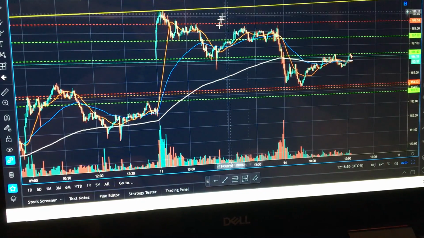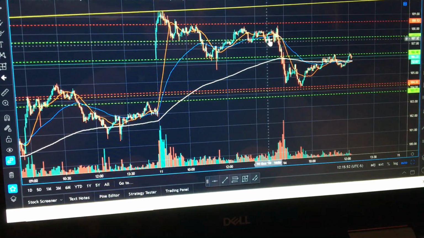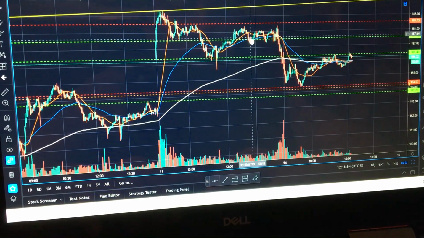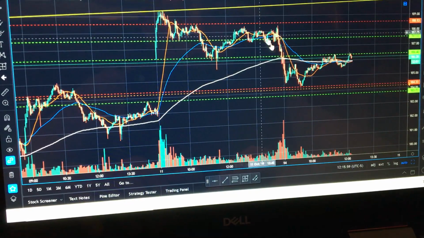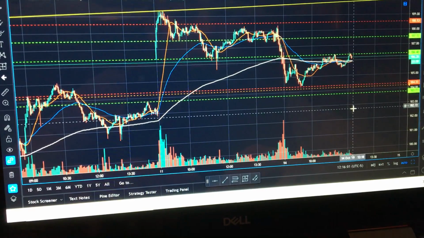I think that might be it. It got rejected twice. The third time it comes up, I'm going to take profits. Or maybe you just say, hey, I think that's it. The next little dip up, I'm out. I'm going to take my profit. And it's the same way for down.